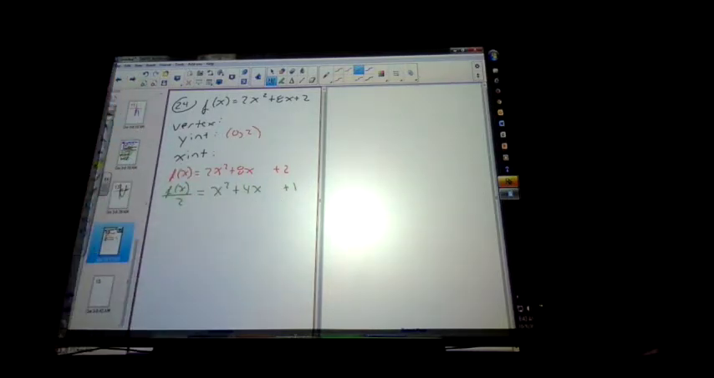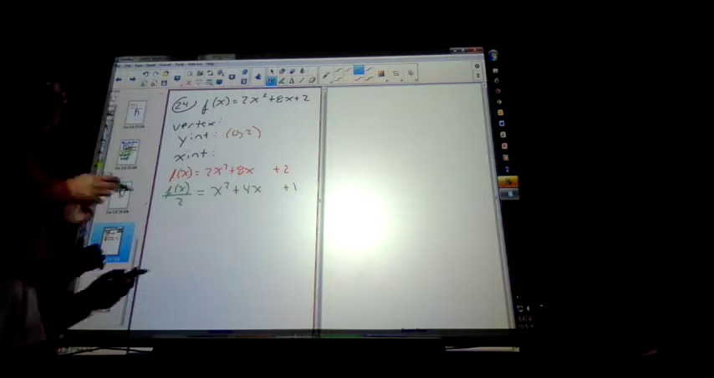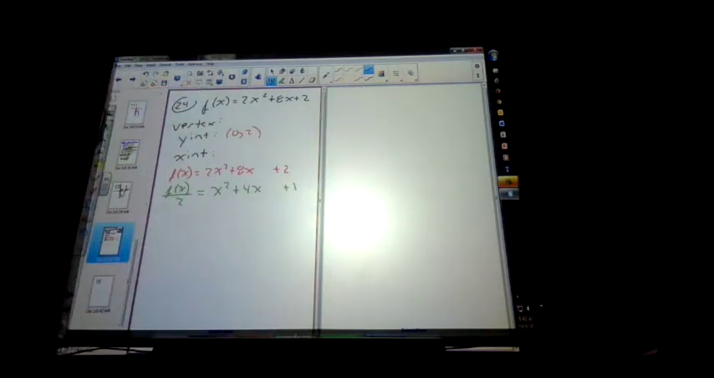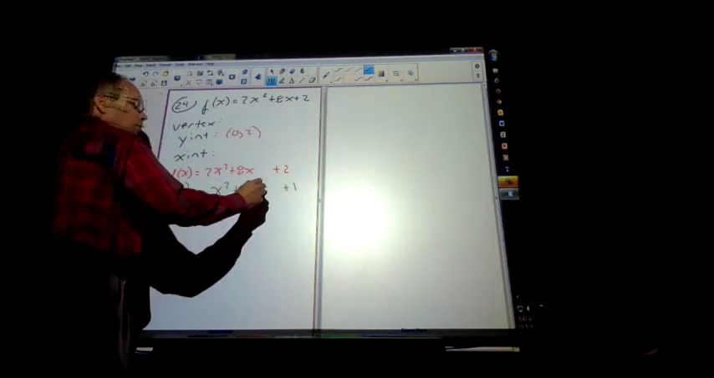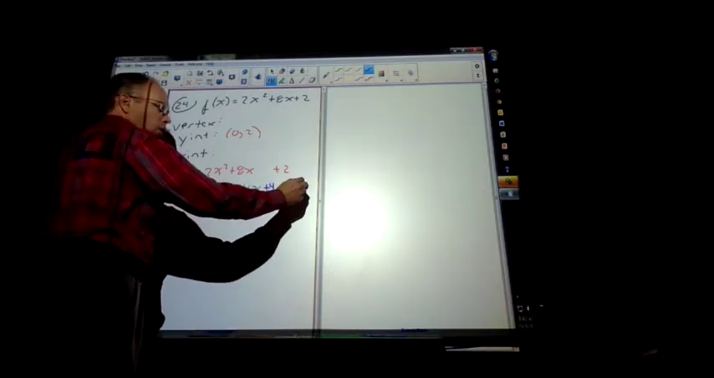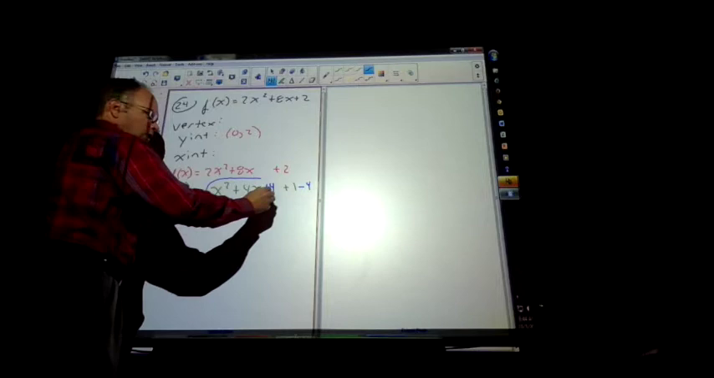Do you agree? What will I have to do with that 2, the f of x divided by 2? What happens to that 2 later? I do multiply back across. So if I'm going to complete the square, I'm going to take half of the linear term. What's half of the linear term? 2. Is it positive 2 or negative 2? Positive 2. What is positive 2 squared? 4. So I'm going to add 4 and subtract 4.